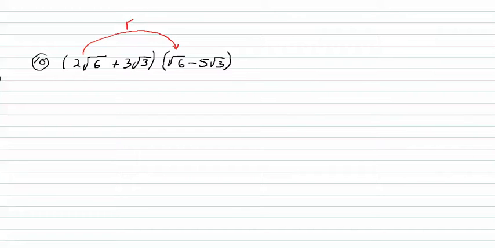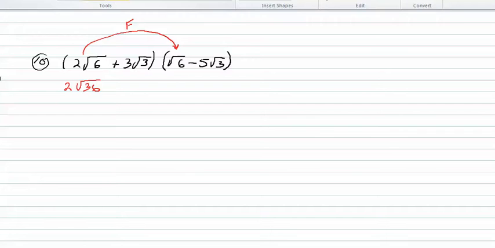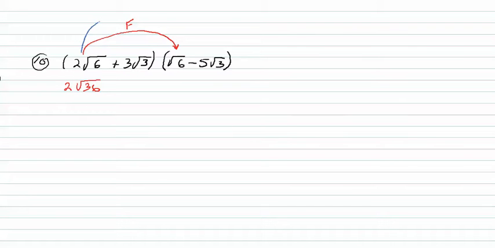This is the F. So now we've got a 2, but there's no number to multiply with it. But now we have a 6 times 6. It's going to be radical 36. The next one, I'm going to take this same term and multiply with the outer term. That's the O in FOIL. Okay, so now I've got 2 times negative 5 is negative 10 because numbers multiply with numbers. Now I've got 6 times 3 is radical 18.